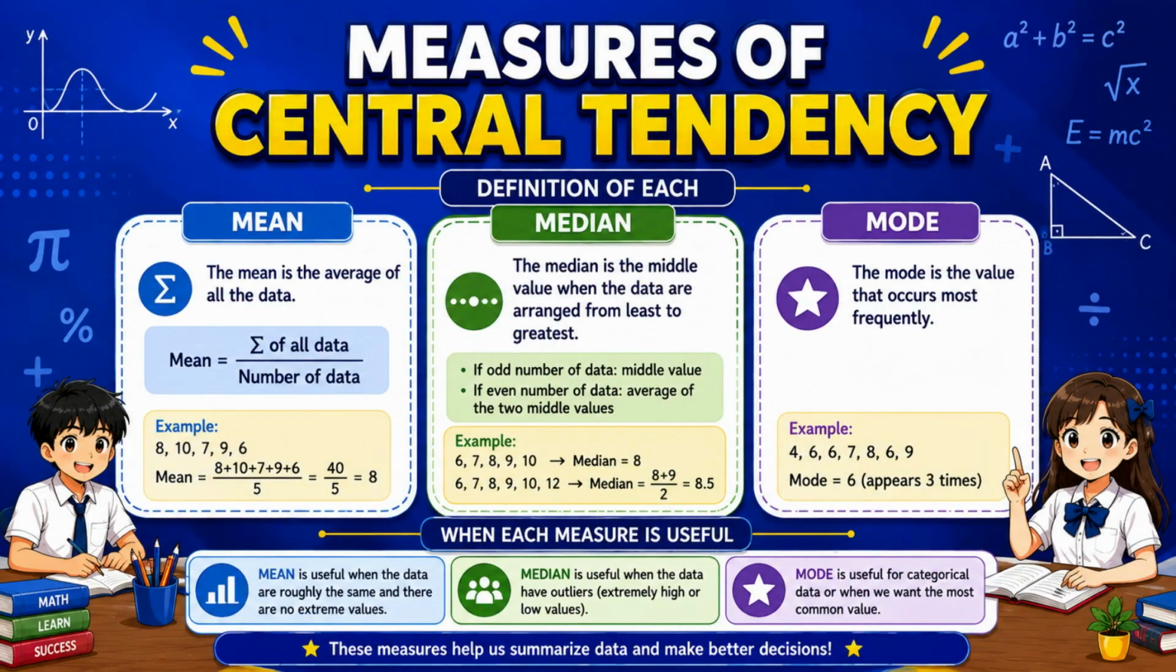Measures of central tendency help us describe a set of data using one representative value. The three commonly used measures are the mean, median, and mode. Each one gives us a different way of identifying what is typical or central in a collection of numbers.